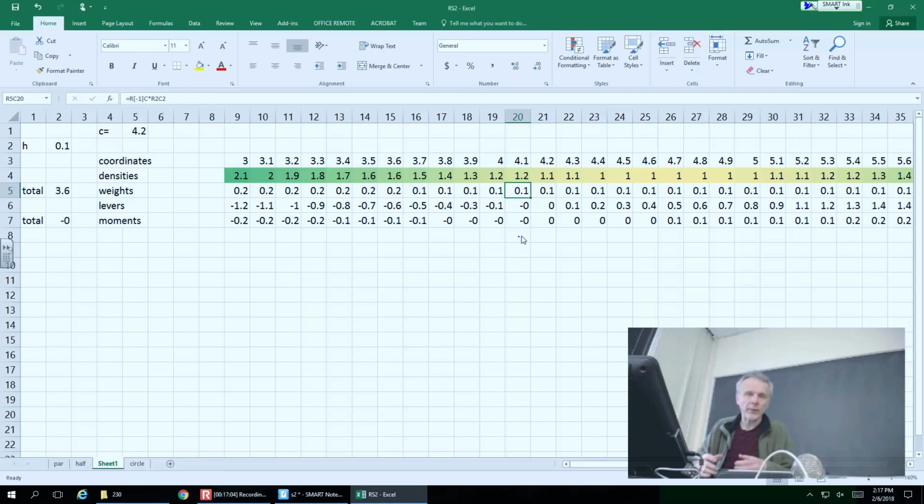So for example, if you have a circle or a semicircle, then it will be balanced on the center.